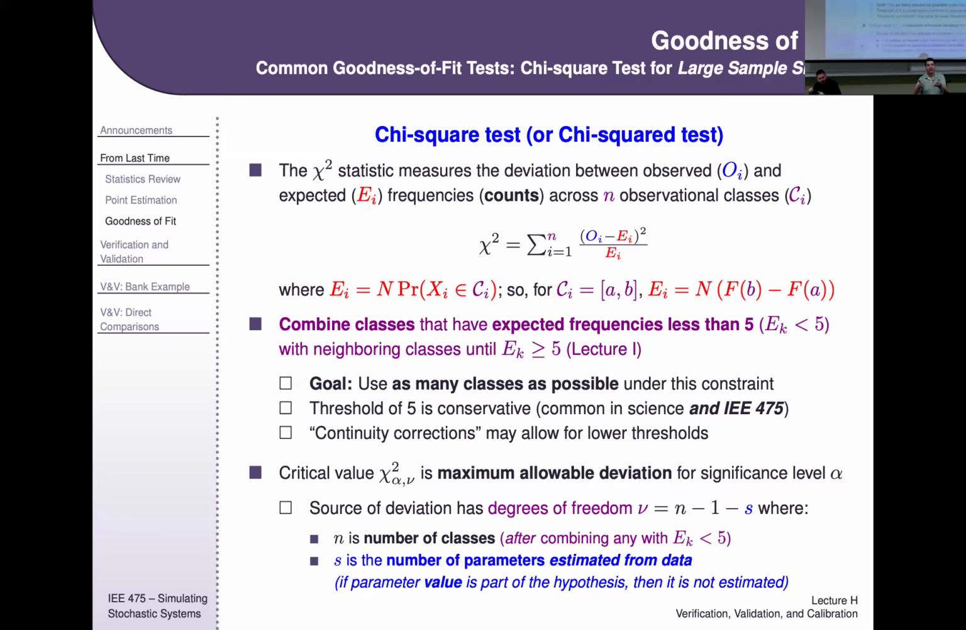But if they just say, I want you to fit a Poisson, I want you to fit an exponential, and they don't tell you what parameter to fit, if you then have to pick that parameter from the data, in that case, you have to penalize the degrees of freedom in your chi-squared test. And so that's where this comes from here: the number of bins minus 1 minus the number of estimated parameters.